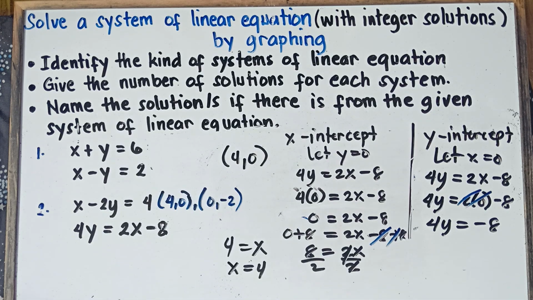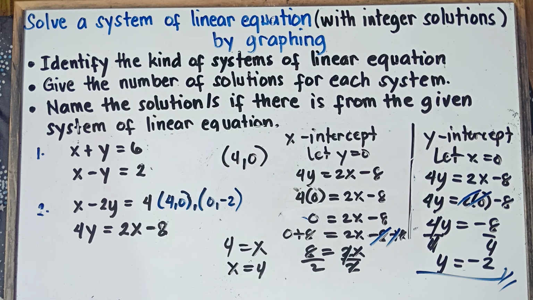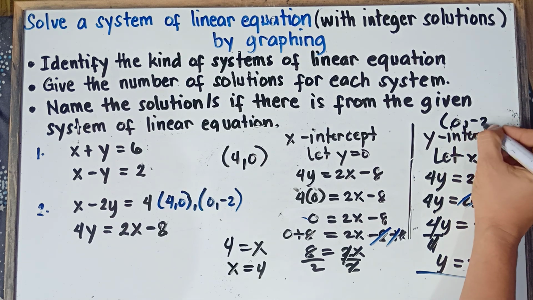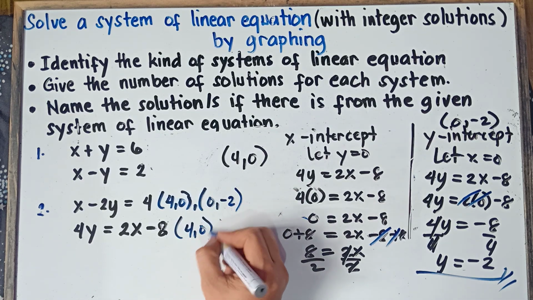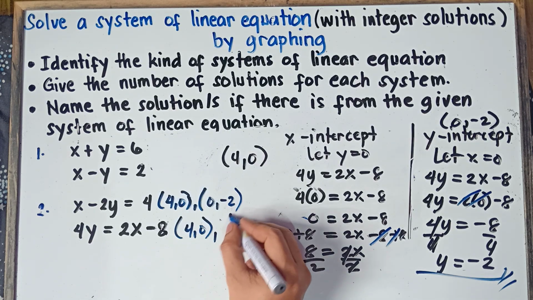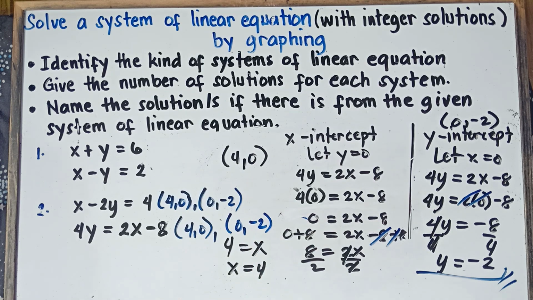Alright, to get the value of y, simply divide both sides by 4. Divide by 4. Y is equal to negative 8 divided by 4. That would be negative 2. Alright, so therefore, if x is 0, the value of y would be negative 2. So the ordered pair, we have x is 0 and then y is negative 2. Alright, so we can write this one. We have our first ordered pair, 4 and then 0. That would be our x-intercept. And then our y-intercept ordered pair, we have 0 and then negative 2.